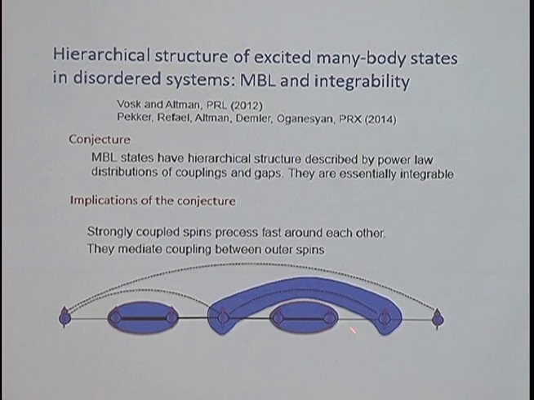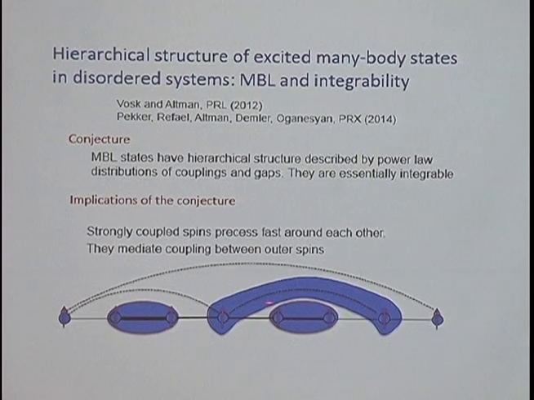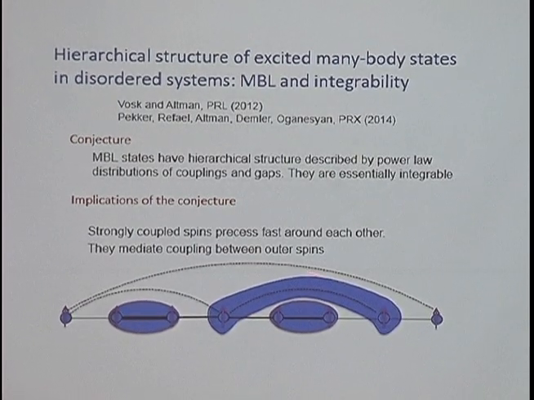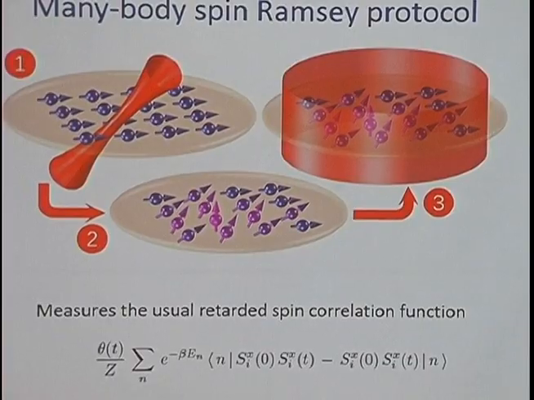Let's say these two spins are strongly coupled. Then to mediate a long-range interaction, one needs to virtually break this pair of spins, and then one can entangle these two spins and so on. But these spins which are precessing quickly around each other and are weakly coupled to the rest of the system can be thought of as integrals of motion. And this is something that will be useful to us later on.